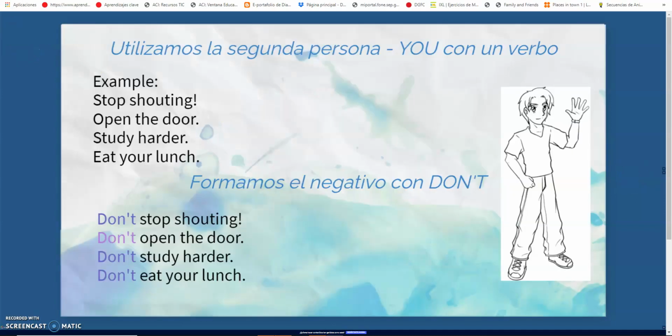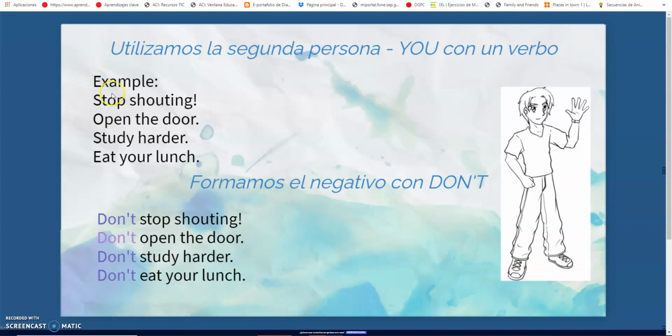When do we use imperatives? En Spanish, ¿cuándo lo utilizamos? Lo utilizamos cuando el verbo está conjugado en la segunda persona, en presente simple. ¿Cuál es la segunda persona? Recordemos que los pronombres en inglés son I, you, he, she, it, we, you, and they. Okay? So we're going to use the second person, you.